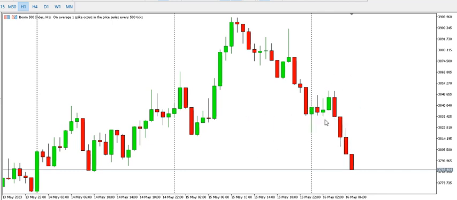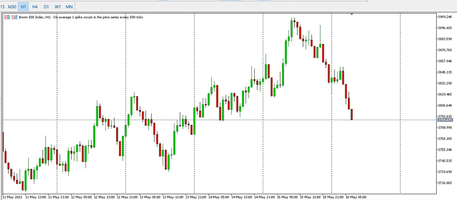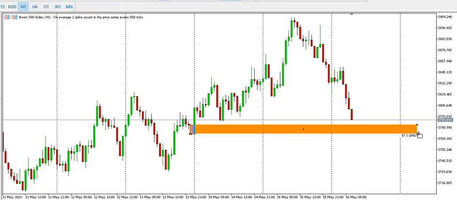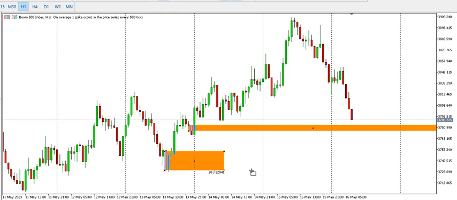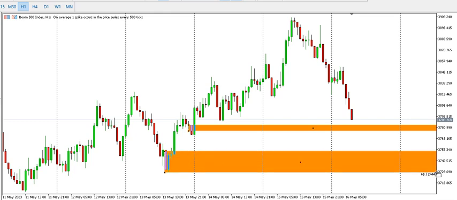If you can trade against spike, you can jump in on the sell and possibly sell to the next support, which is our next order block. We have this other block around here. You can sell to that point, and we have another order block around here. You can sell to this point. But for now, Boom 500 index on the 1-hour time frame is selling.